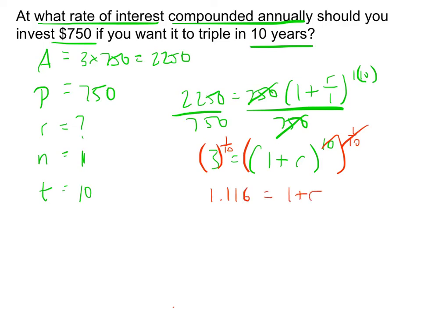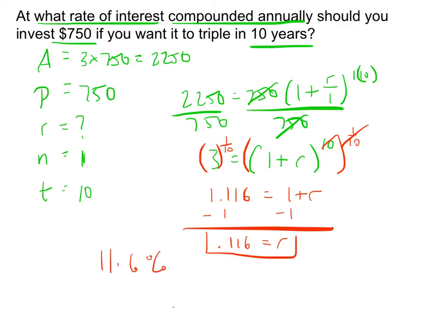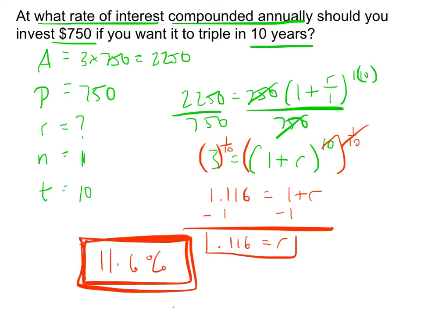And then to finish solving my equation, I'm going to subtract 1 from both sides, and then I'm going to get 0.116 equals R. So now that's my answer for my R. Now, just to be a little bit more specific in answering my question, it says at what rate. So this is a decimal for my rate. So if I want to know actually what rate it's going to be, I'm going to move my decimal place over 2 spots, because 11.6 is the same as 11.6%. So I know that would be my rate at which I would need to invest my money for it to triple in 10 years.